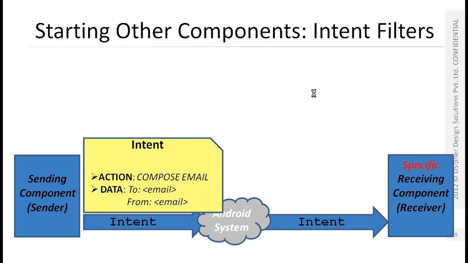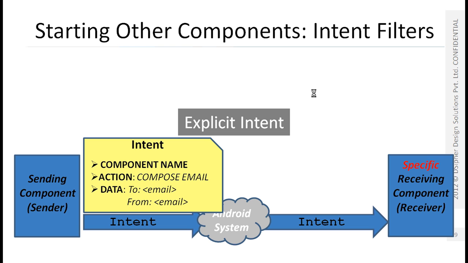Alright. As I told you again, in explicit intent we specify the component name explicitly. So your Android system will not take care of choosing which applications to show to the user in a list. Here, as you have explicitly mentioned the component name, your Android system will go directly to that component. It will launch that component. It will not show you the list. It will not give the option to the user.